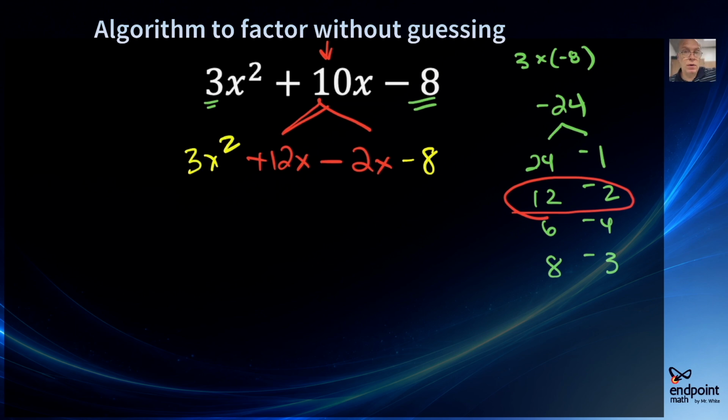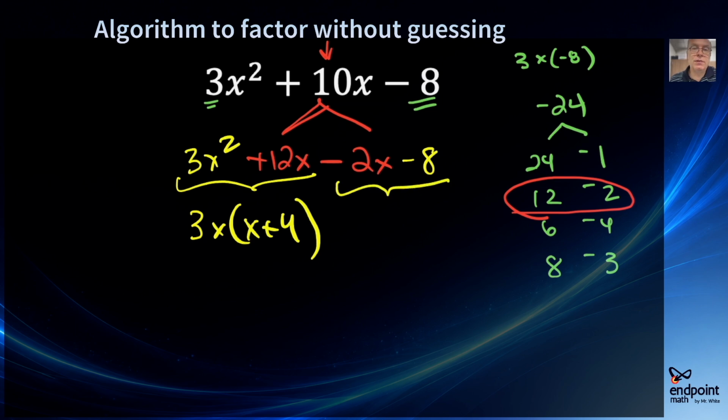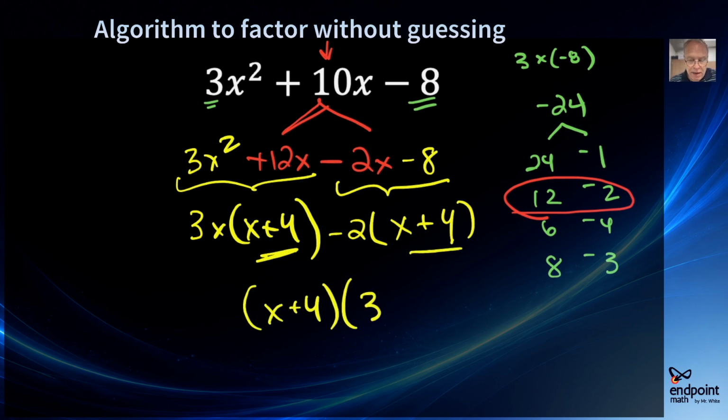We then do, what do we do next? The grouping method. So we group these two. We take a 3x out. That leaves x plus 4. And then on these two, what is the greatest number that can divide into both of those? Let's use -2. And I'm using -2 because I know, based on my understanding of how this is going to work out, that I want x plus 4. x plus 4. All right, they do have a common binomial, so we factor that out, and we have 3x minus 2.